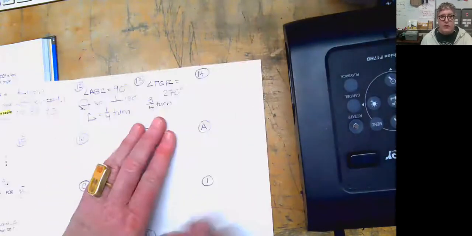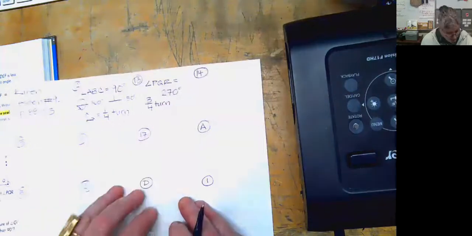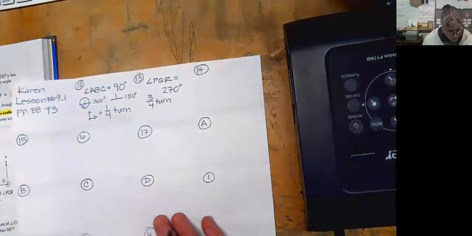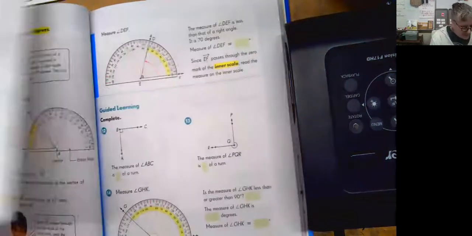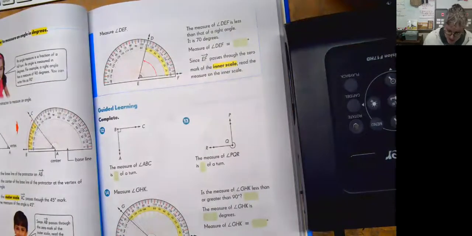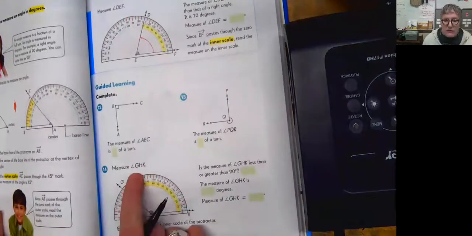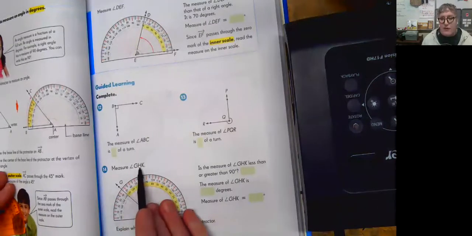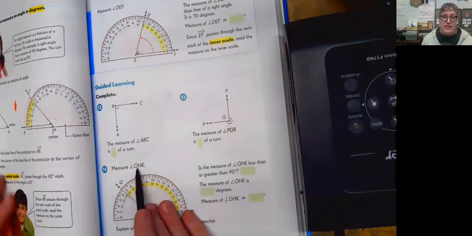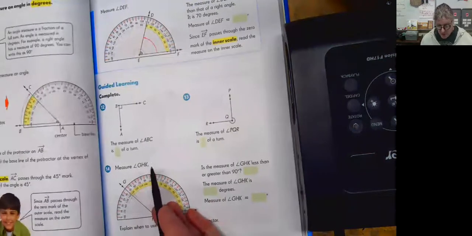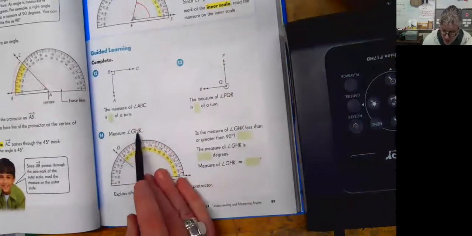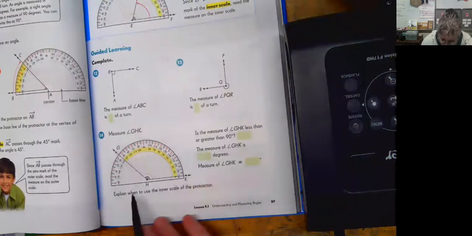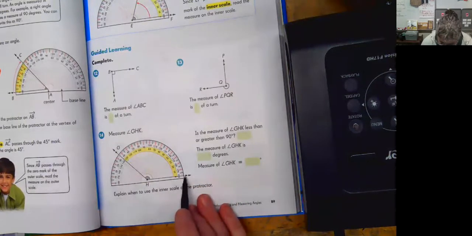Okay, so I'm just going to write that it measures 270 degrees. Okay, let's look at number 14. Number 14 says measure angle GHK. Again, the H is the vertex because the vertex is always the letter that's in the middle. So if we are measuring GHK, we're looking right here. They put the protractor down for us.